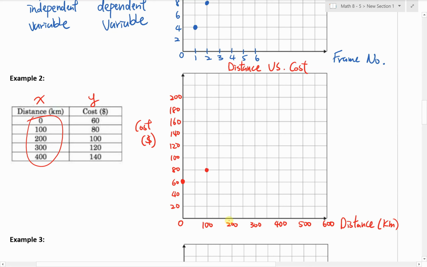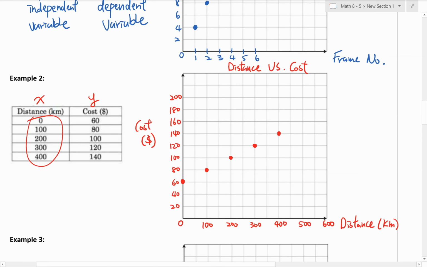Distance 200. Okay, so here's my x being 200 here. And the cost is $100. That is right here. 300 and 120. That is right here. Okay, you can see the pattern. When the distance is 400, the cost would be 140. That is right here.